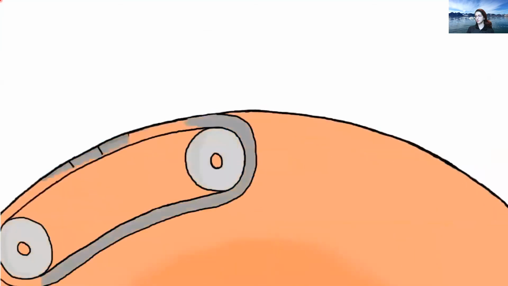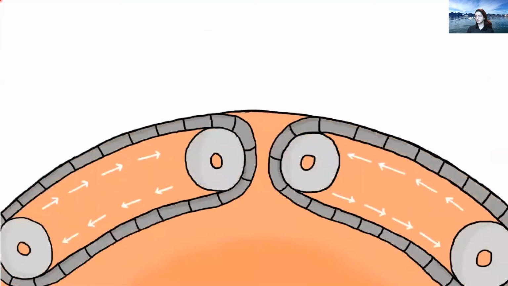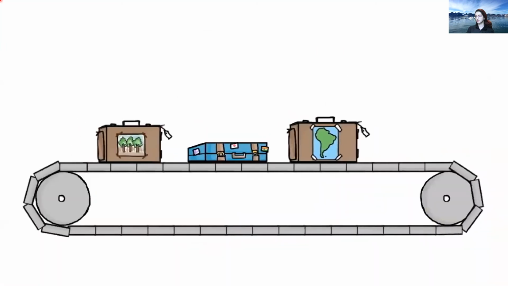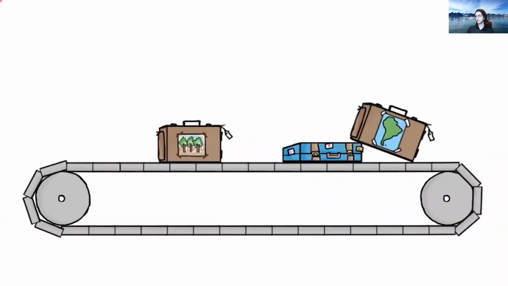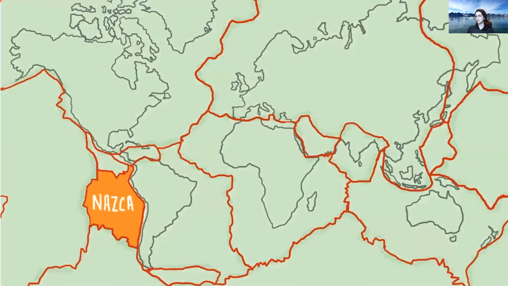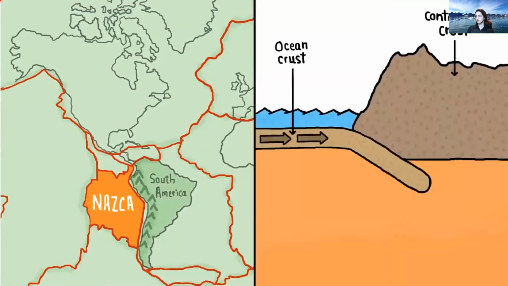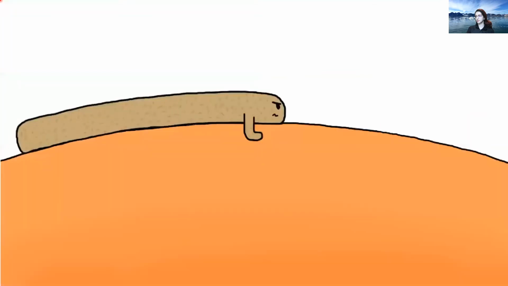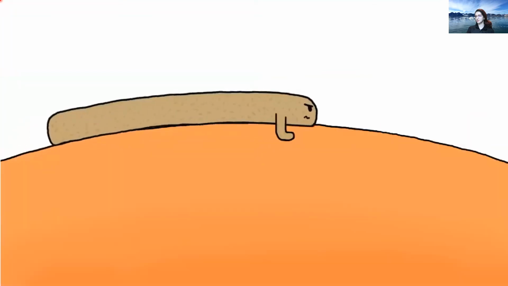But the plates aren't just passively riding these currents around like a bunch of suitcases at the baggage claim. They can't be because some of the plates are moving faster than the currents underneath them. For example, the Nazca Plate, a chunk of ocean crust off the west coast of South America, is cruising eastward at about 10 centimeters per year, while the mantle underneath it oozes along at just 5. Neither tectonic plates nor luggage can move faster than the belts they're riding on unless something else is helping to push or pull them along. And some of Earth's plates, it turns out, are pulling themselves.